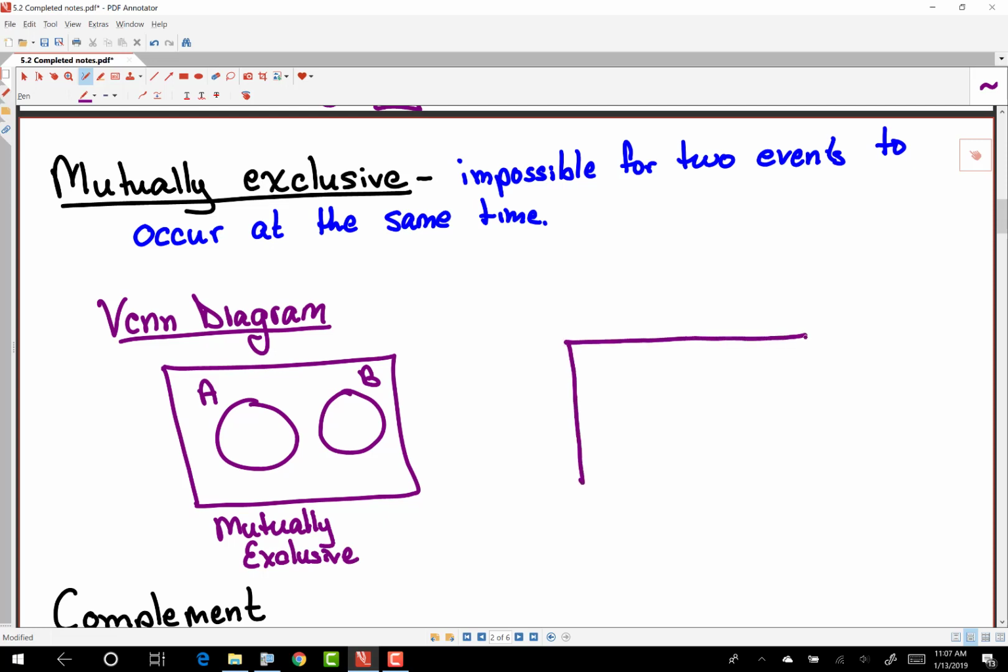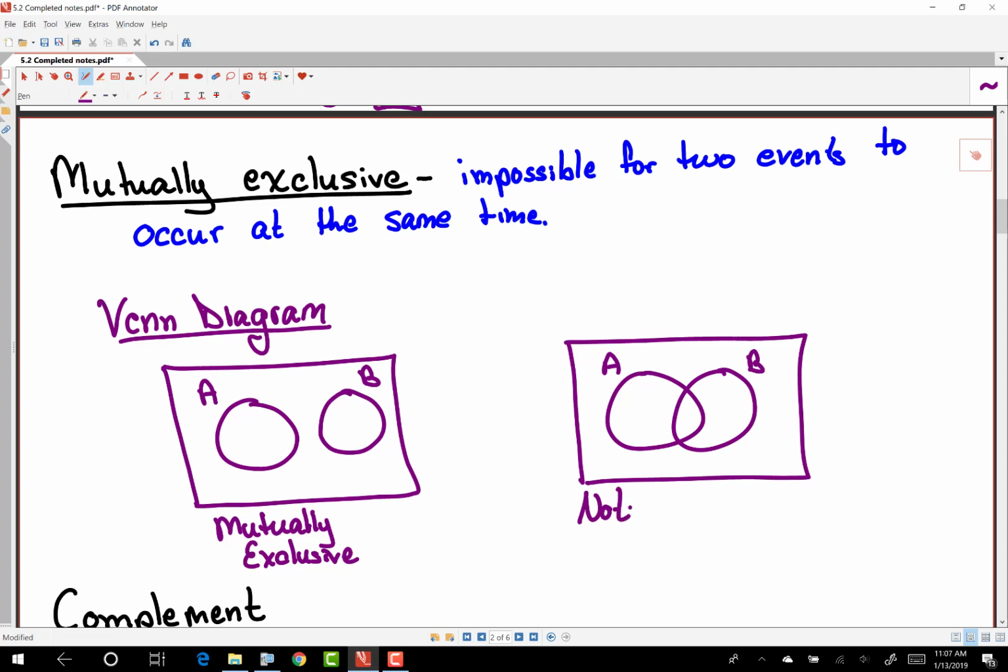Now, if there is some overlap, like if this is event A and this is event B, then this would be where they are not mutually exclusive. There's some sort of intersection between the two sets. So we'll talk some more about that when we get to the examples.